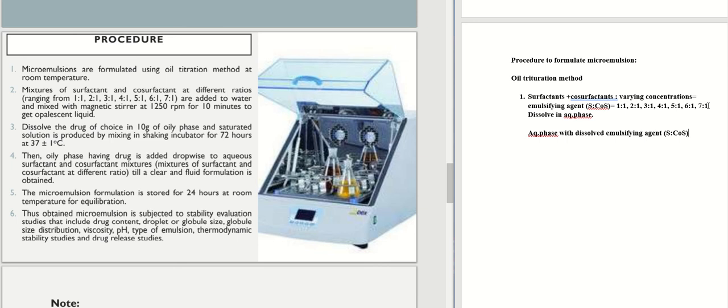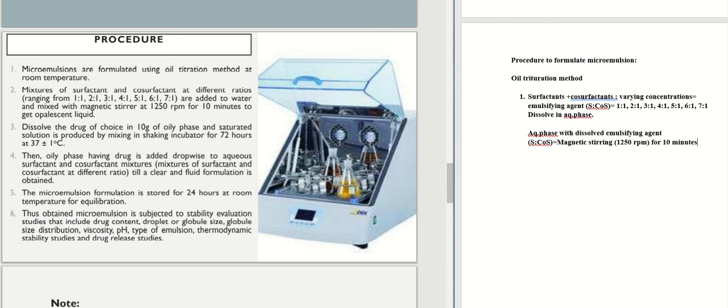Now, the emulsifying agent added to the aqueous phase is subjected to magnetic stirring, of which 1250 rotations per minute is maintained for 10 minutes.